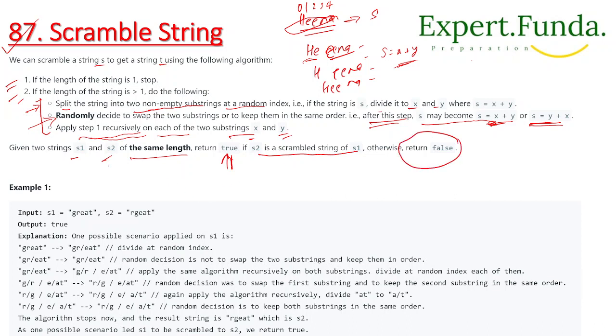That means we will do the same operation on s1 and s2 that we have already understood till now. Given two strings s1 and s2 of the same length, we will return true if s2 is a scrambled string of s1. That means s2 has come from the string after the scramble. So we have to focus on our first steps.